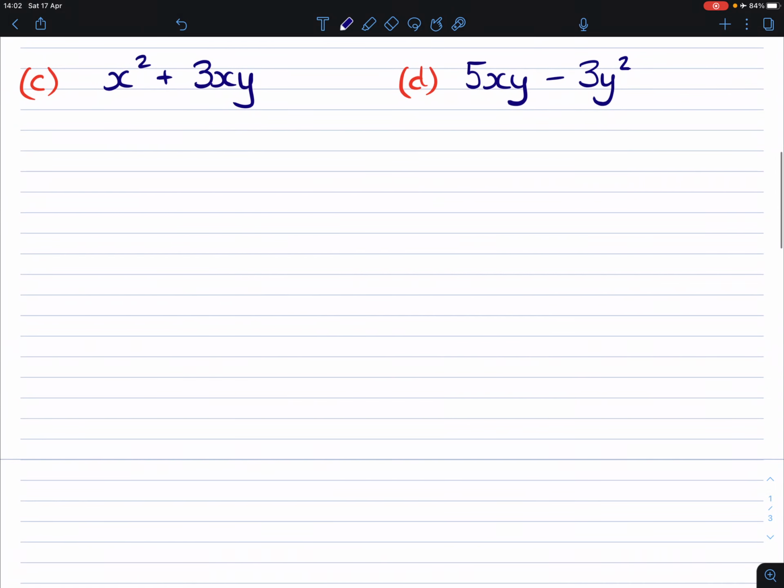Next term here, again, highest common factor for both of these is x only, so we take that out. This will leave us with an x plus a 3y when we do this divided by x.